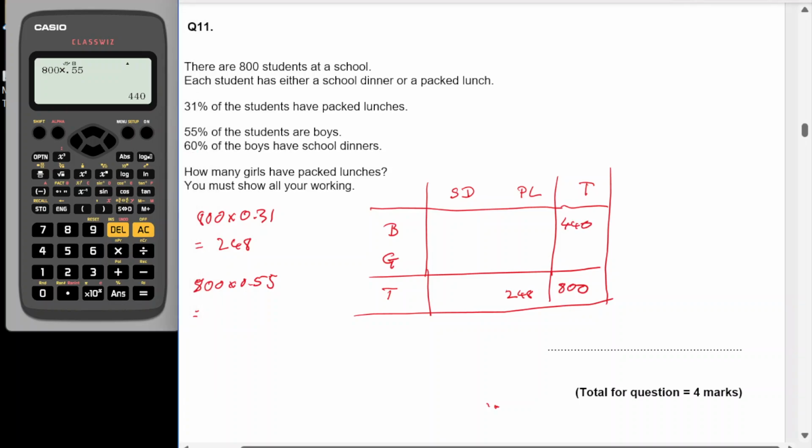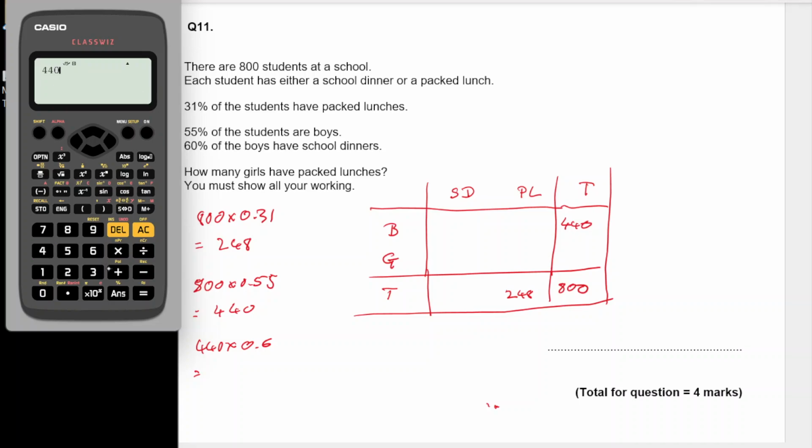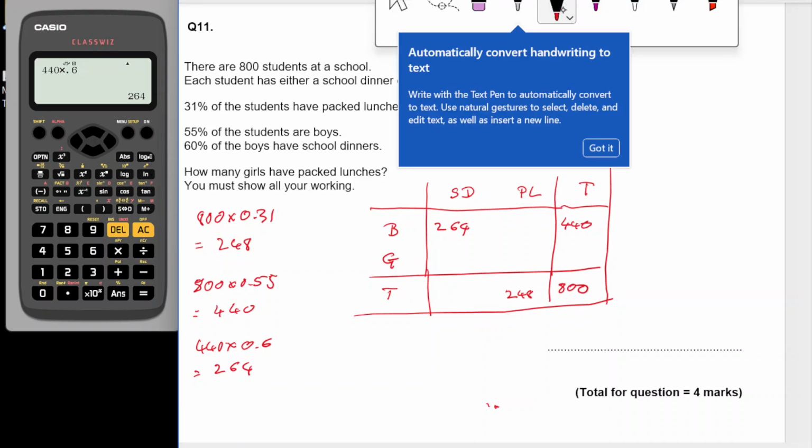This one is slightly different. 60% of the boys have school dinners, so this was really why I didn't want to leave my two-way table in terms of percentages. So I'm doing 440 times by 0.6, so it's only 60% of the boys, not of the total percentage. So 440 times by 0.6 gives me 264 boys have school dinners. So that's all the information from the table. So that's kind of my level 1 answers.